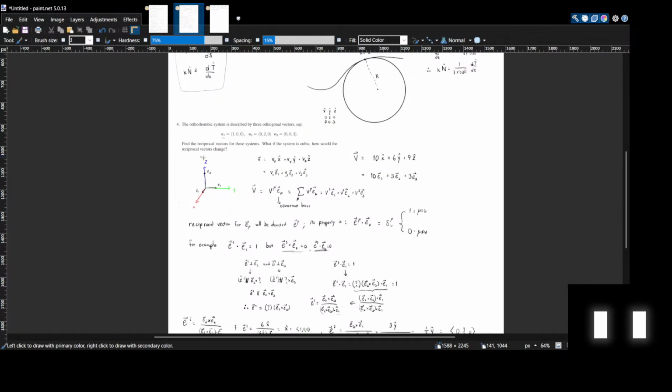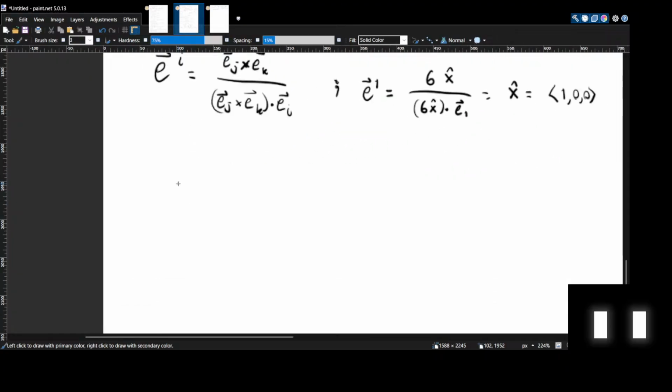And lastly, E3. The reciprocal vector for E3 is equal to E1 cross E2 divided by E1 cross E2 dotted by E3. E1 cross E2 is X goes there, Y goes there, so it's going to be in the plus C direction.